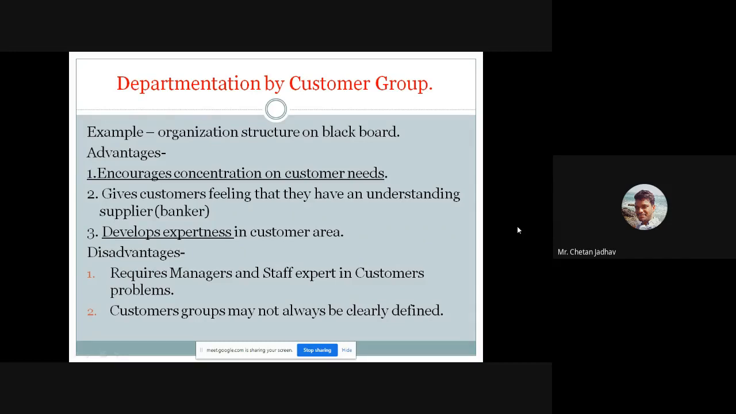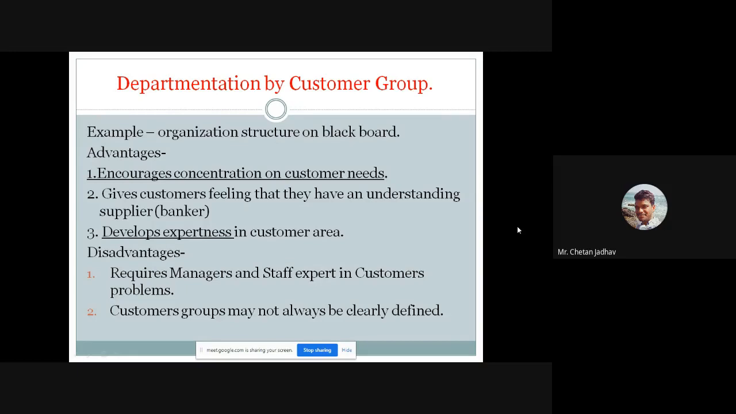So what are these? It requires managers and staff expert in customer problems. Okay, so as we discussed earlier, we have to provide some experts in that area. So these experts require some managers and staff experts in the customer problems. So we have to keep one manager expert, one of the staff experts in all these banking-related problems. So that is one disadvantage.